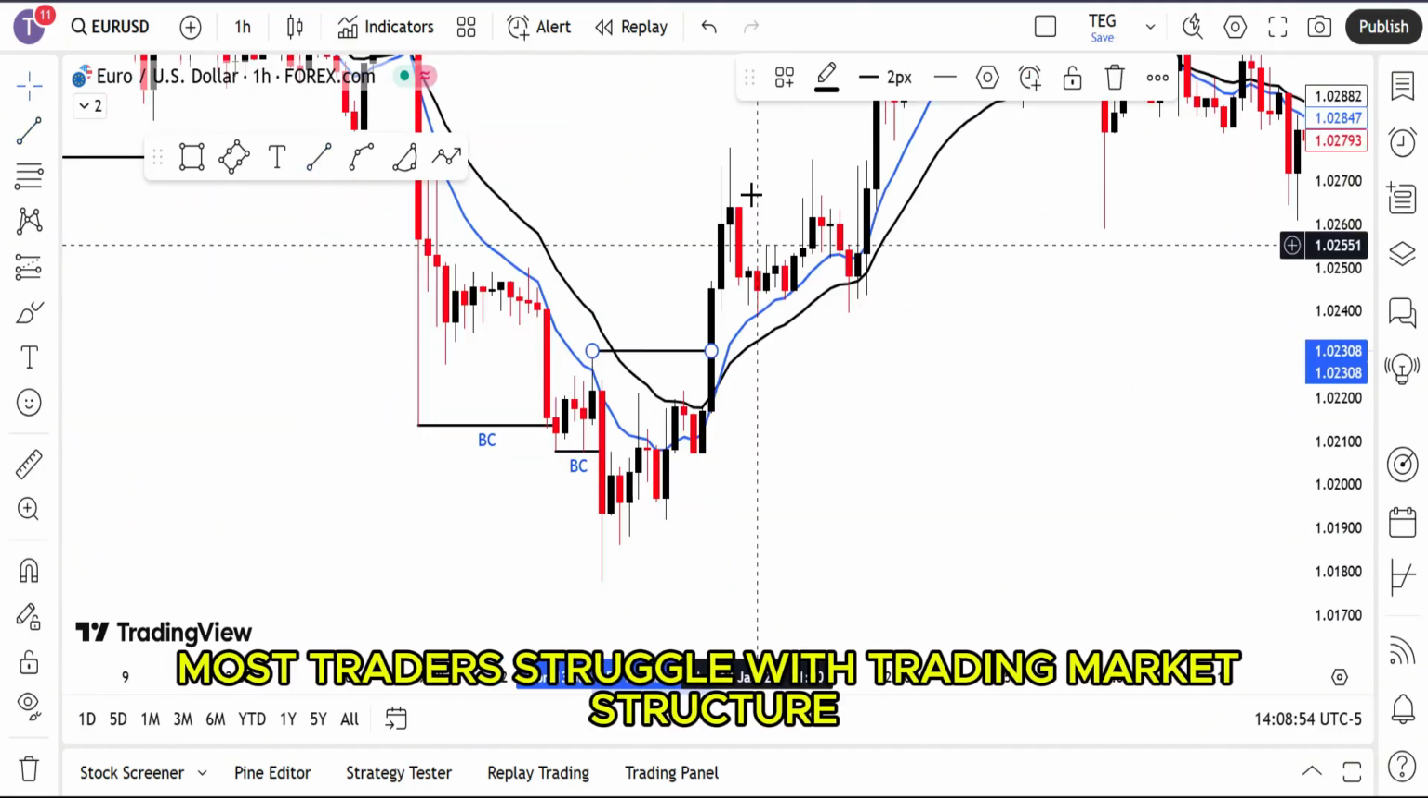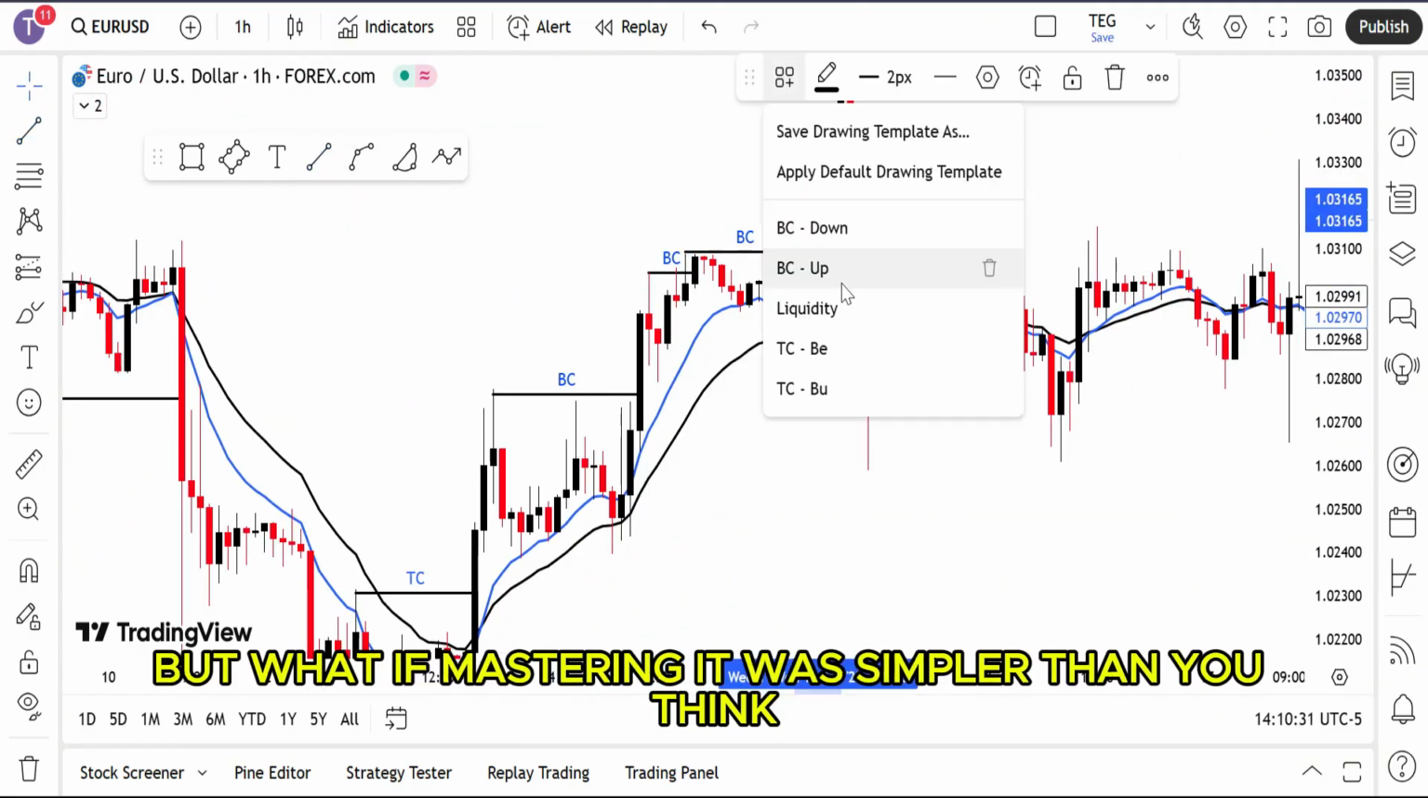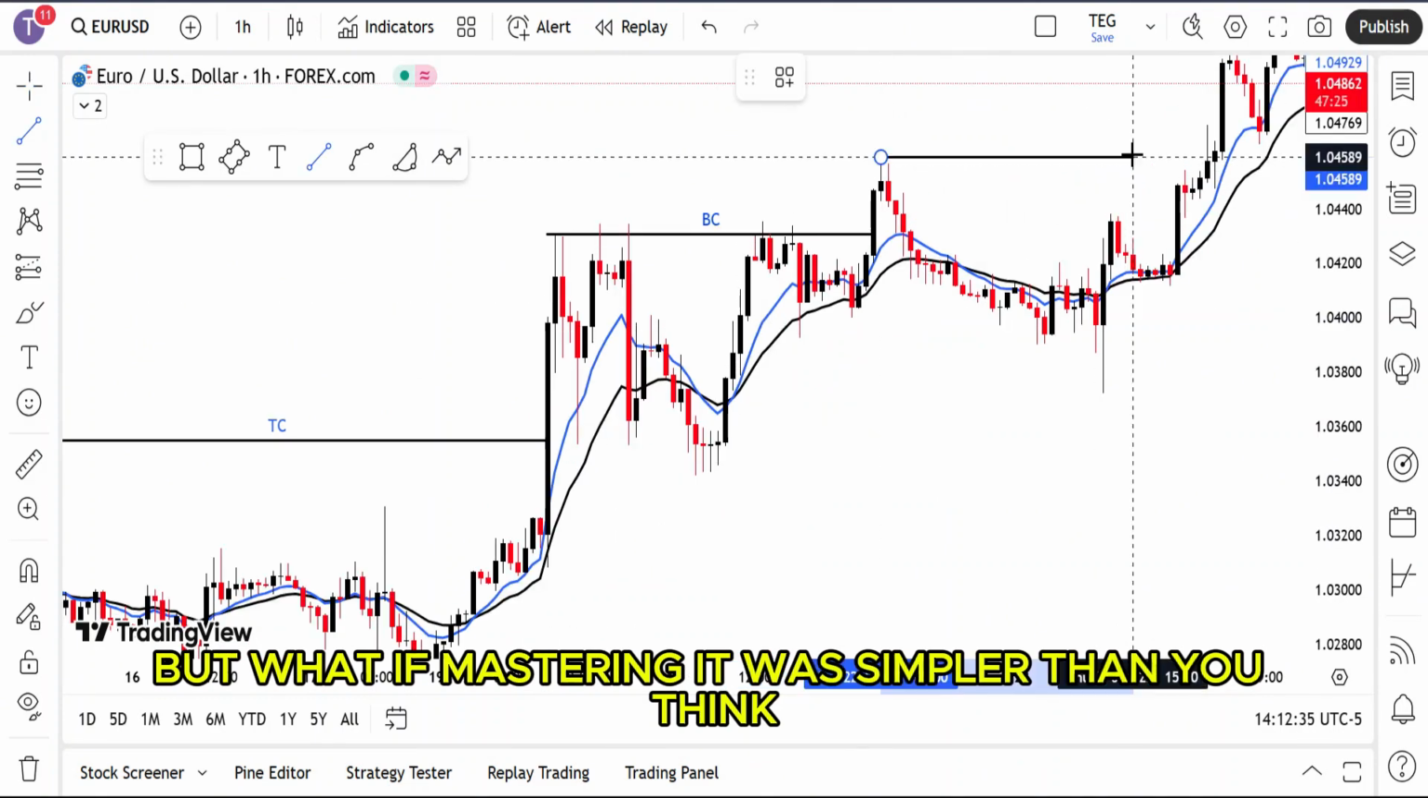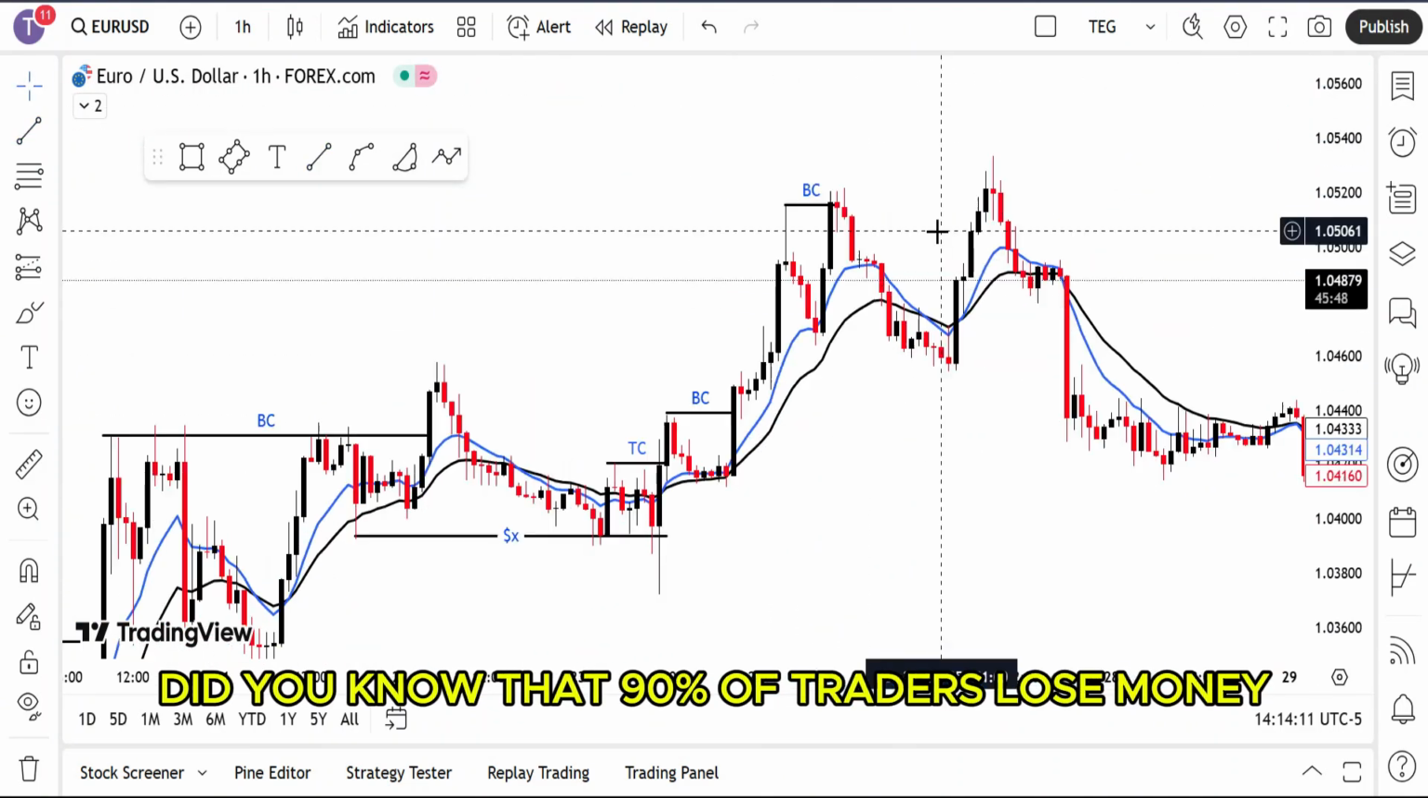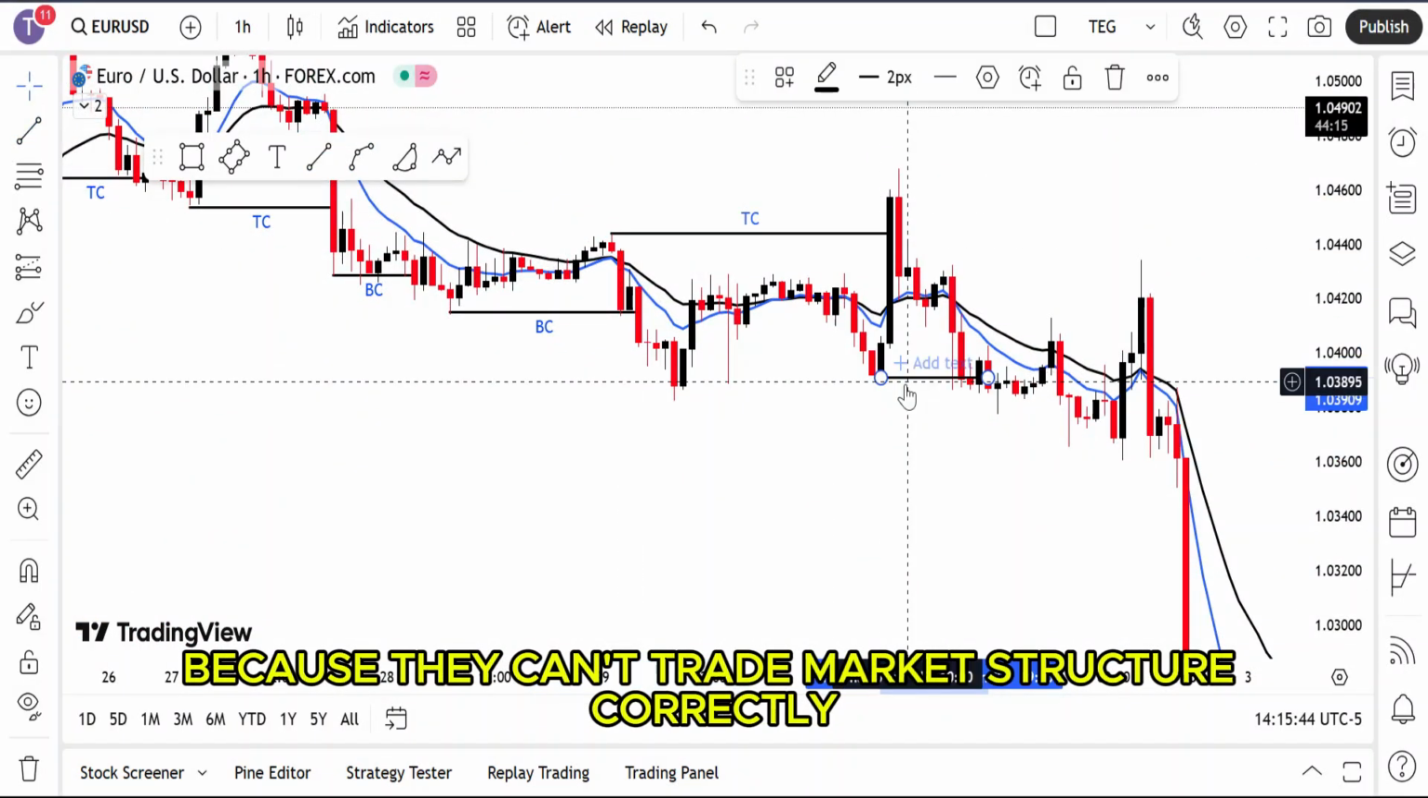It's no secret most traders struggle with trading market structure. But what if mastering it was simpler than you think? Did you know that 90% of traders lose money because they can't trade market structure correctly?